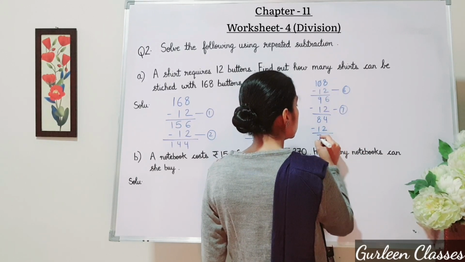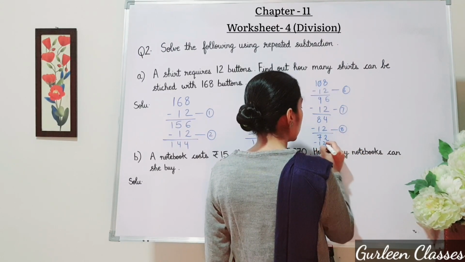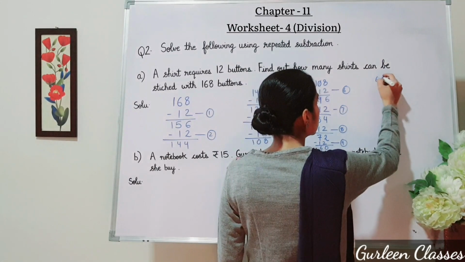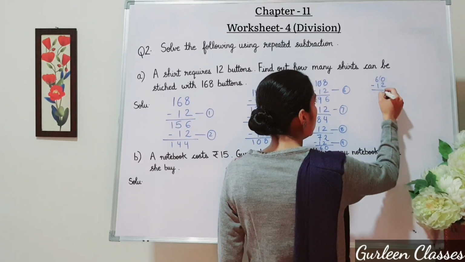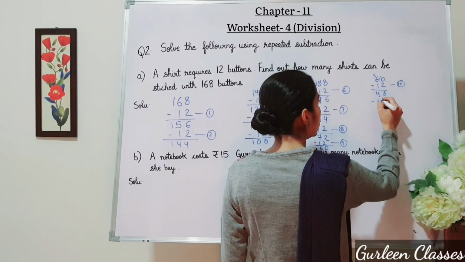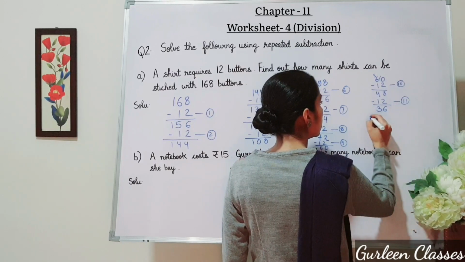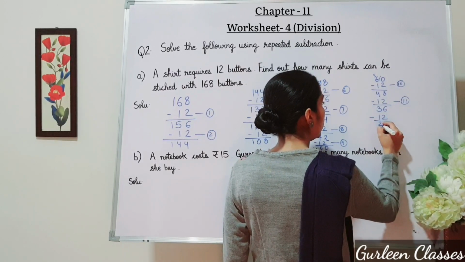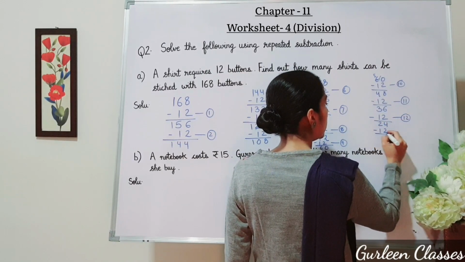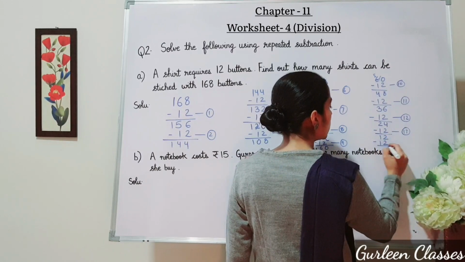Minus 12, 72. 8 times. Again minus 12, it will be 60. 9 times. Then 60 minus 12, it will be 48. 10th time minus 12, it will be 36. 11 time. Again 12, it will be 24. 12 time. Again 12, it will be 12. 13th time. So here 12 minus 12 is 0.